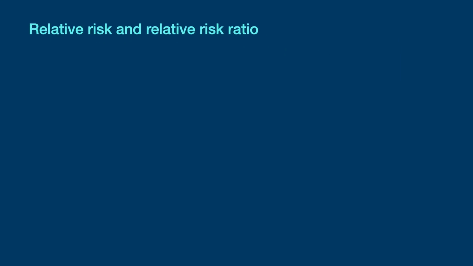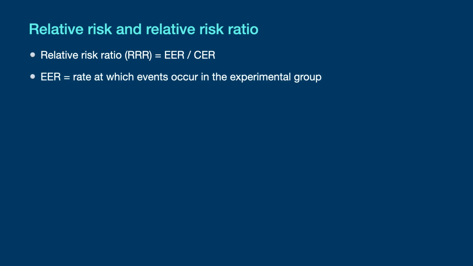Relative risk ratio or RRR equals the rate at which events occur in the experimental group, which is defined as EER, divided by the rate at which events occur in the control group, which is called CER.